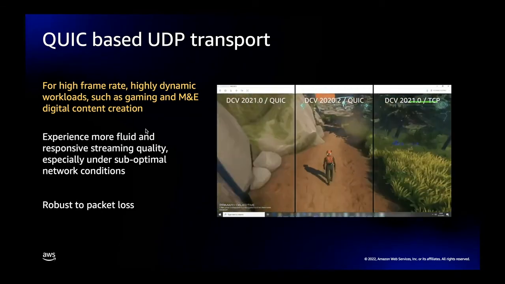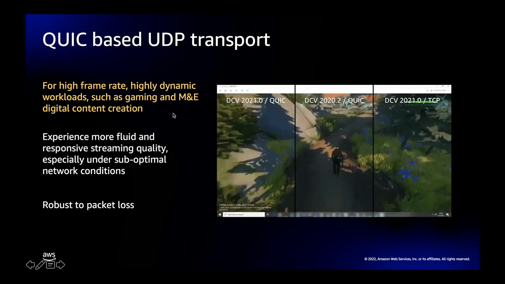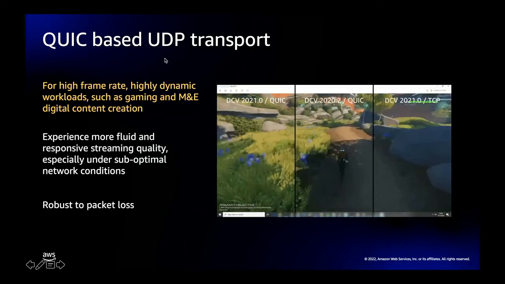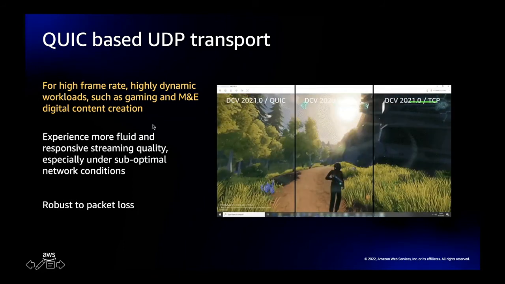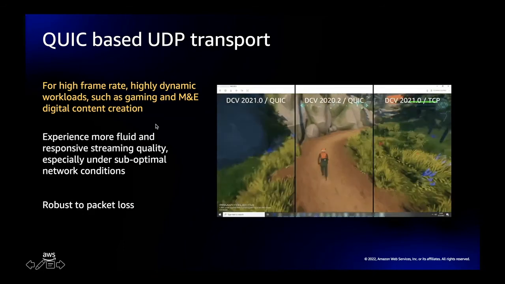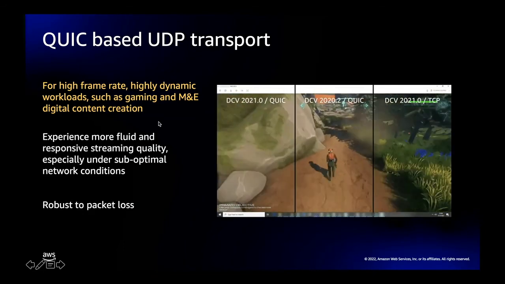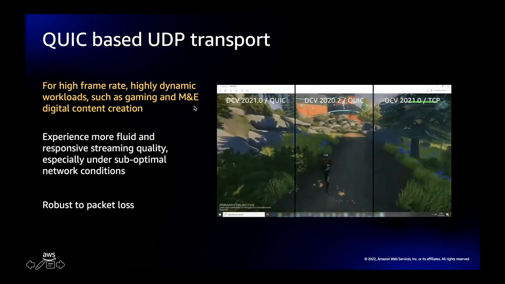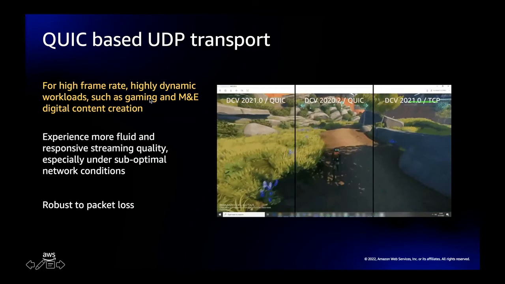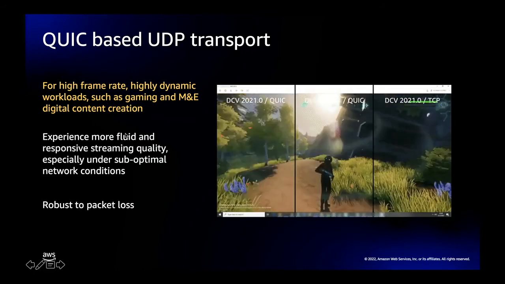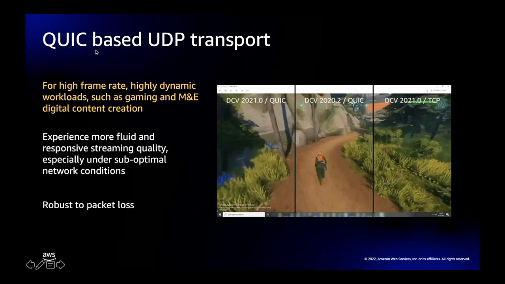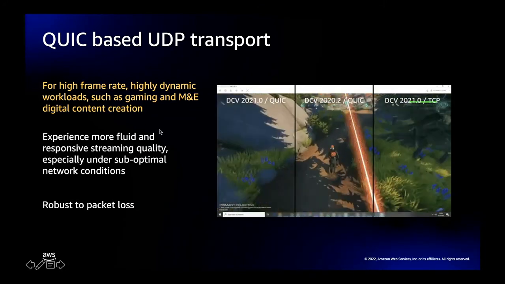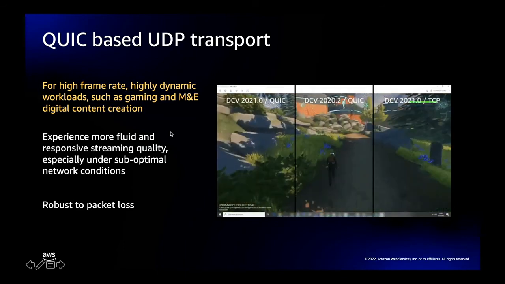And next, DCV. Last year we launched a new connection method called Quick, which is a type of UDP transport. So right now for DCV, you can use either Quick or a WebSocket, which is our TCP connection, depending on your office environment. For high frame rate, highly dynamic workloads, we really recommend you enable Quick. And you can use Quick to drive up to 4K and 60 frames per second.